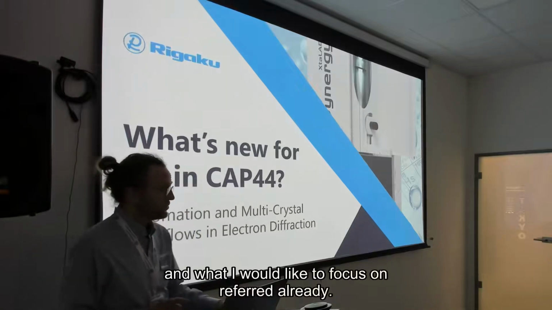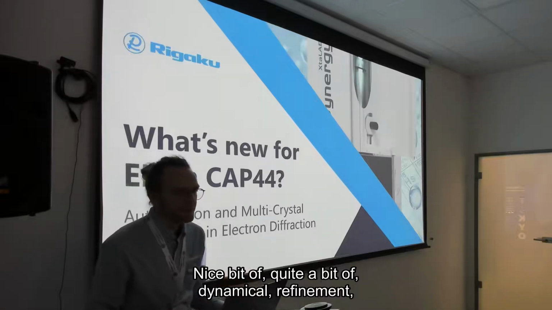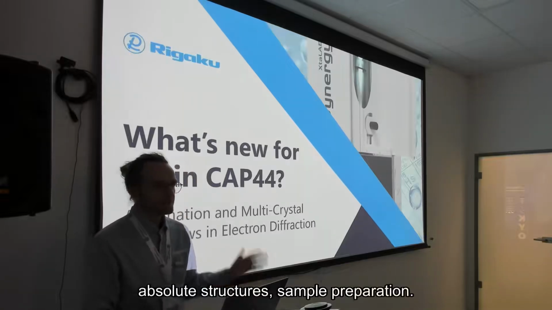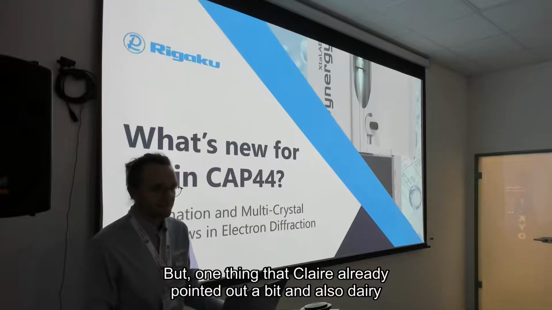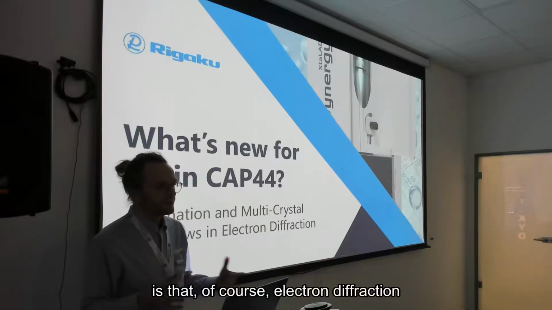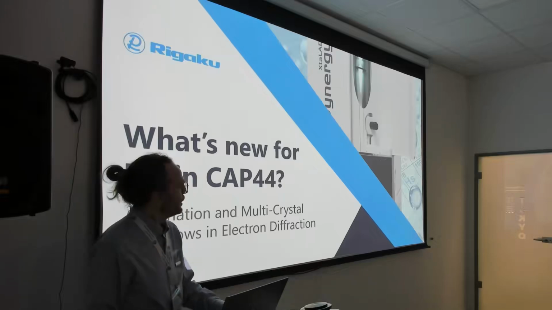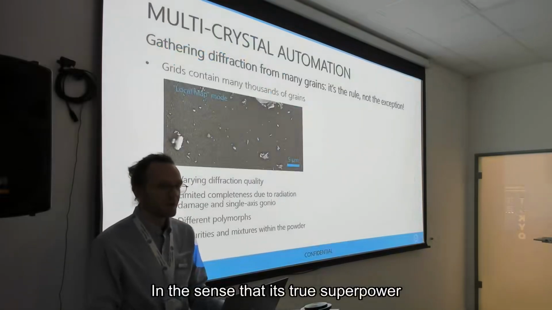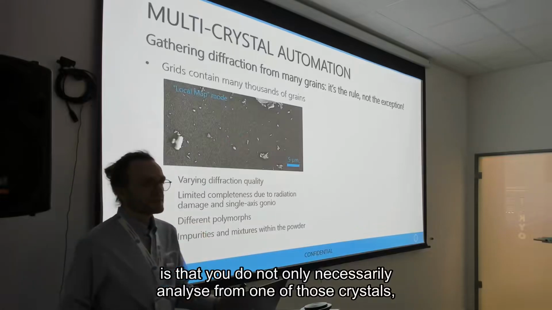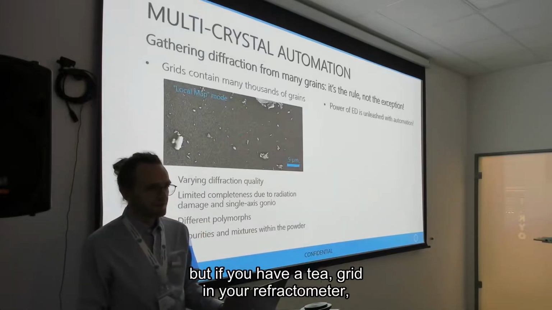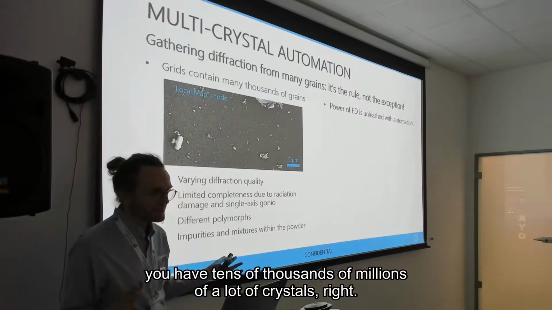And what I would like to focus on, we've heard already quite a bit of dynamical refinement, absolute structures, sample preparation. But one thing that Claire already pointed out a bit, and also Jerry, is that, of course, electron diffraction is also sitting somewhere in between single crystal and powder, in the sense that its true superpower is that you do not only necessarily analyze one of those crystals, but if you have a TEM grid in your diffractometer, you have tens of thousands, millions, a lot of crystals, right?